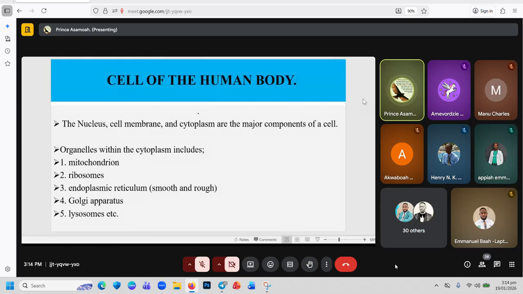When you take away the nucleus and the cell membrane, the cytoplasm is where various organelles are found. For example, you have the mitochondrion, the ribosomes, the endoplasmic reticulum, either smooth or rough, the Golgi apparatus, the lysosome, the peroxisome, and all of them are there within the cell cytoplasm. But the three major components of the cell are the nucleus, the cell membrane, and the cytoplasm. Any question for me at this stage?